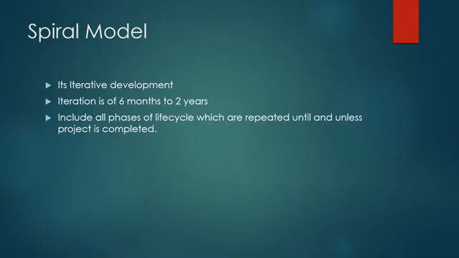A typical iteration will be somewhere between 6 months and 2 years and will include all aspects of the life cycle. That is the requirement analysis, risk analysis, planning, design and architecture, and then a release of either a prototype or a working software. These steps are repeated until the project is either ended or finished.